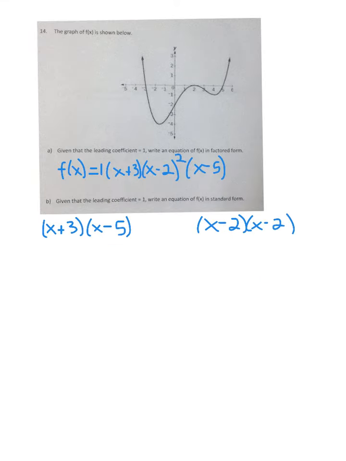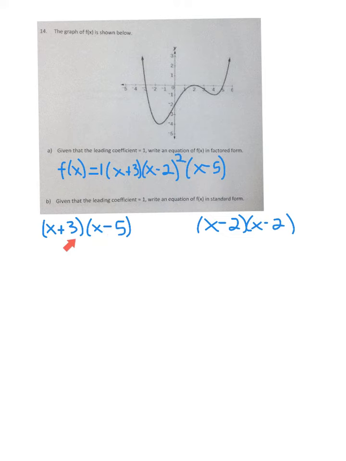Okay, so part B wants us to write the same equation, but in standard form, which means we have to multiply this all out and put it in descending order of the powers. So, again, I know that the 1 is not necessary, so I'm going to just disregard that for right now. So I essentially have 4 factors here. I have the x plus 3 and the x minus 5. You notice I rewrote those. And then I have x minus 2, but I have it twice, so I rewrote those here.